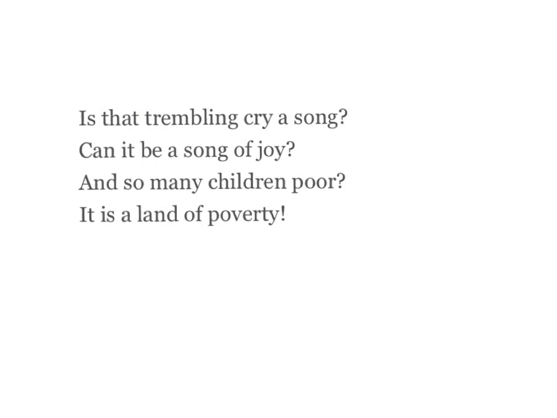Moving on to the next stanza, which says, is that trembling cry a song? Can it be a song of joy? And so many children poor? It is a land of poverty. As you can see, there are more rhetorical questions here, asking, is that trembling cry a song that these babes are singing? And can it be a song of joy, as they seem to be crying? And he's asking, and so many children poor. So there are lots of poor children. And then there's a statement at the end, saying it's a land of poverty, referring back to the previous lines with the poor children.